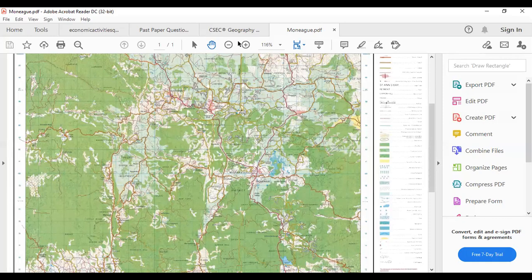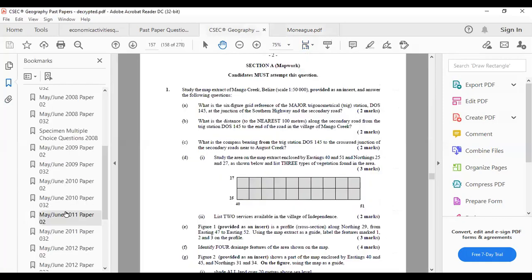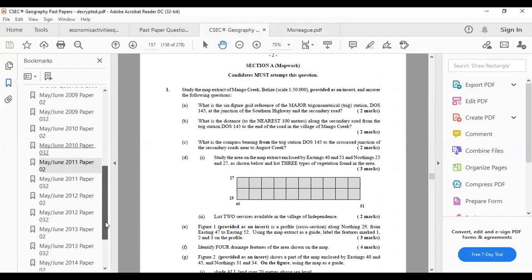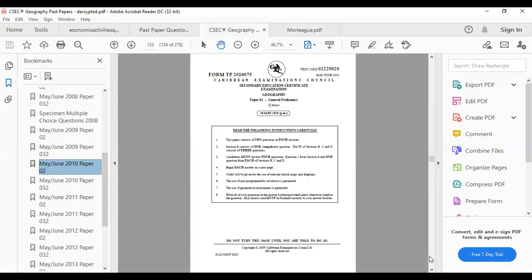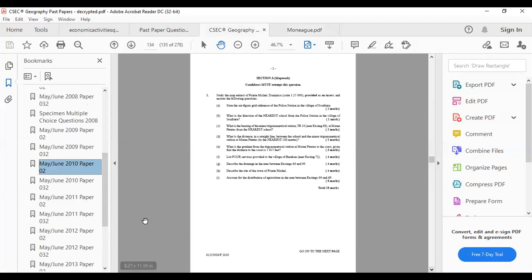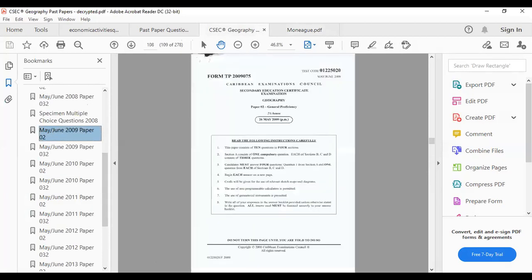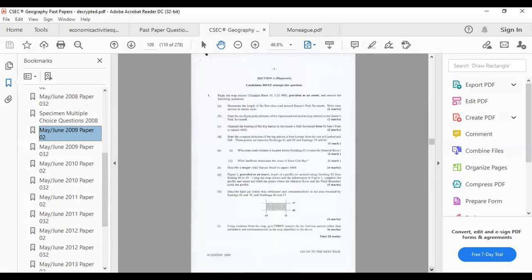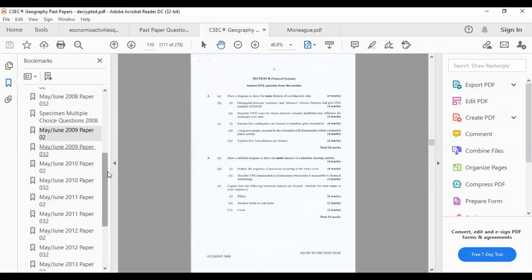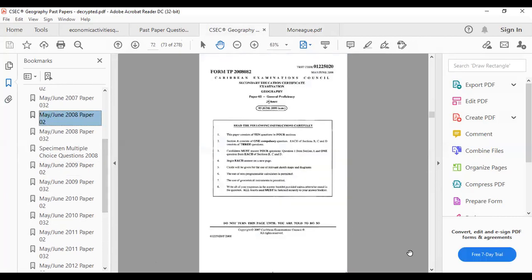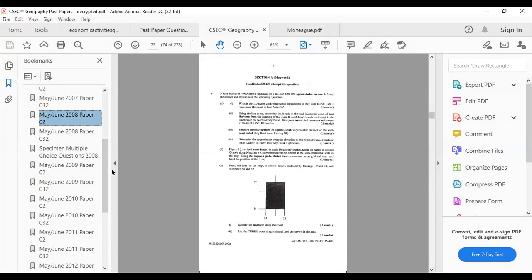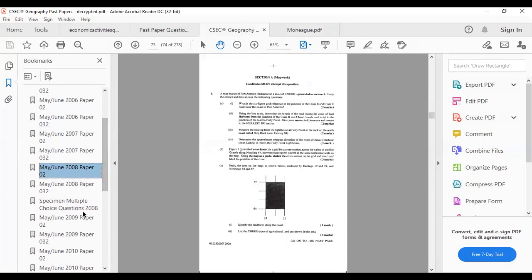So let me look for Monique. I think Monique is what paper, boy? You see all this hard work? I want to hear when you come out of that exam tomorrow. I am doing a live to hear how the paper was. I think you all will have a good paper.